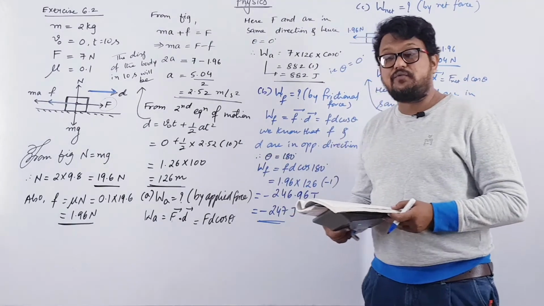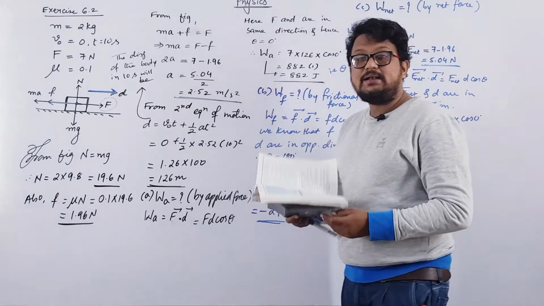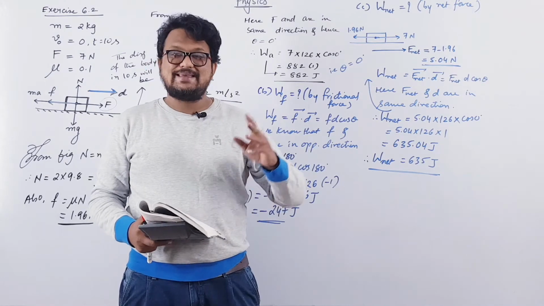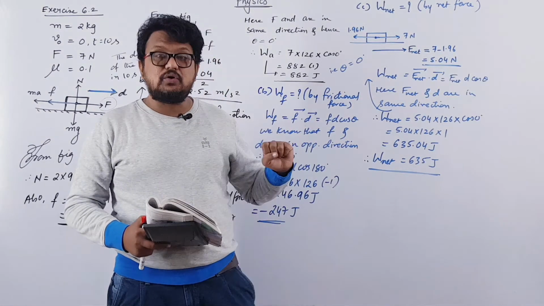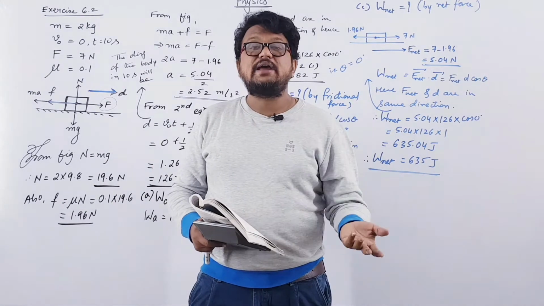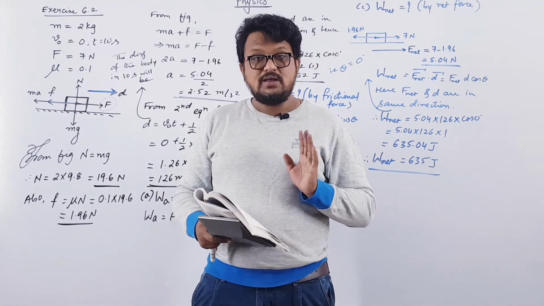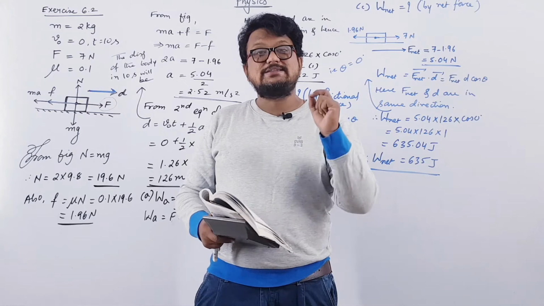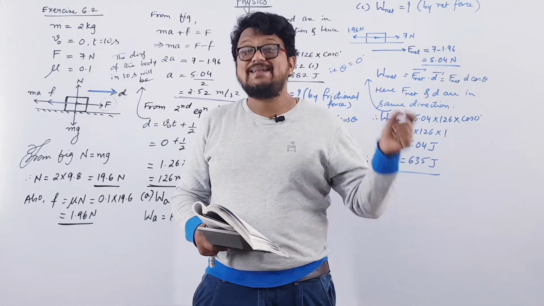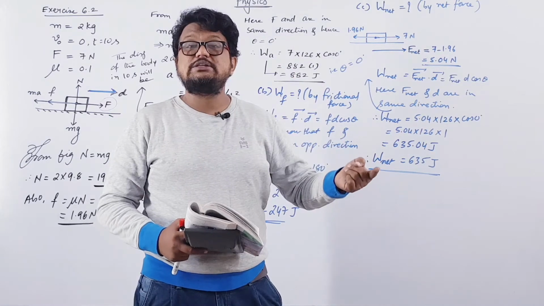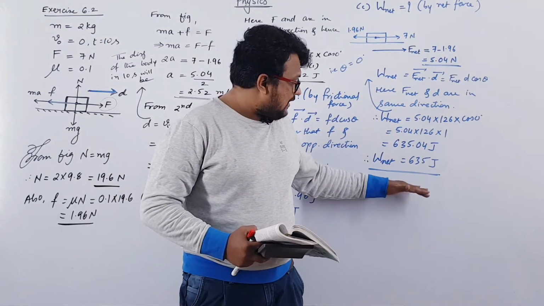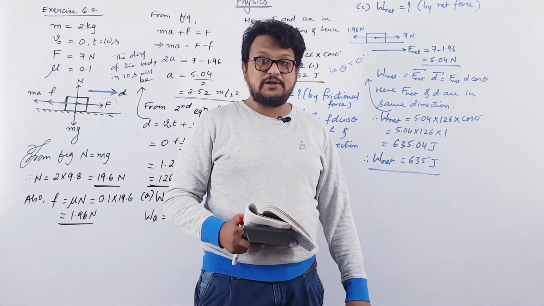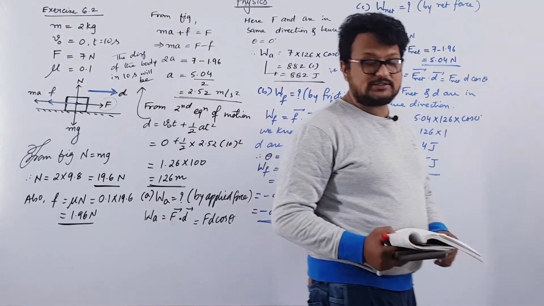The next quantity which we need to find is the change in kinetic energy of the body in 10 seconds. Now this change in kinetic energy can be solved in two different ways. According to the work energy theorem, the change in kinetic energy is equal to the work done by the net force. Here the work done by the net force is 635 joule, so the change in kinetic energy will also be 635 joule. Clear? So for that, pause this video and copy this.